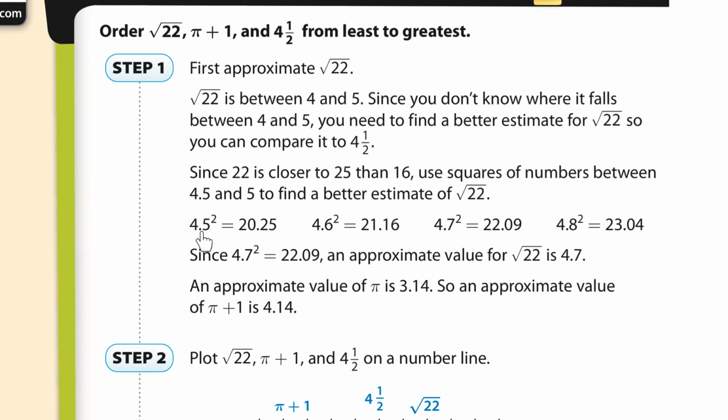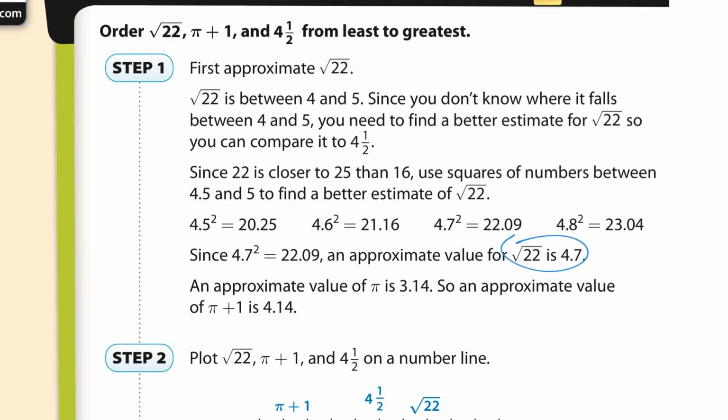And then we've squared 4.5, 4.6, 4.7, 4.8. We're looking for the one that's closest to 22, sorry, it's square root of 22. And it looks like 4.7 is pretty darn close. So 4.7 is square root of 22. Okay, then I'm going to circle that because that is an important one.